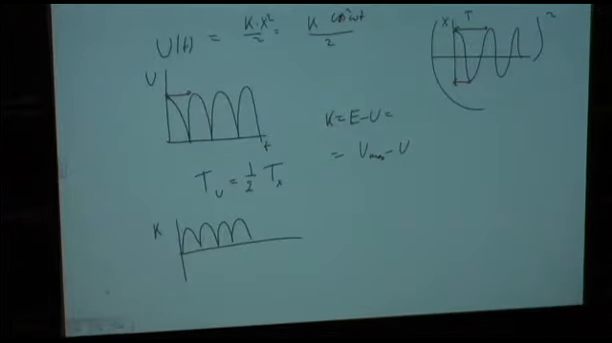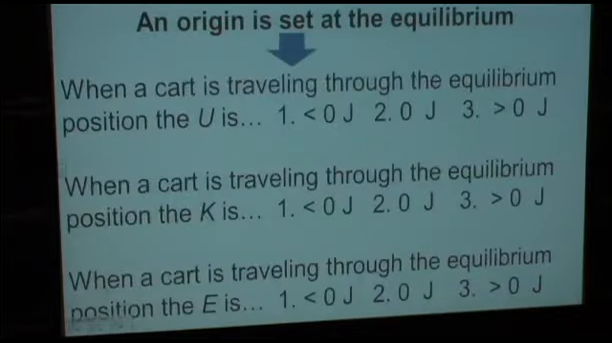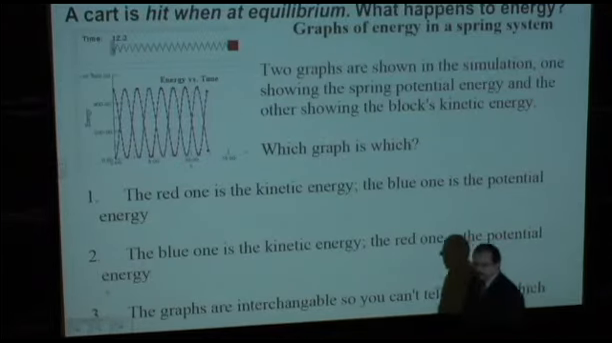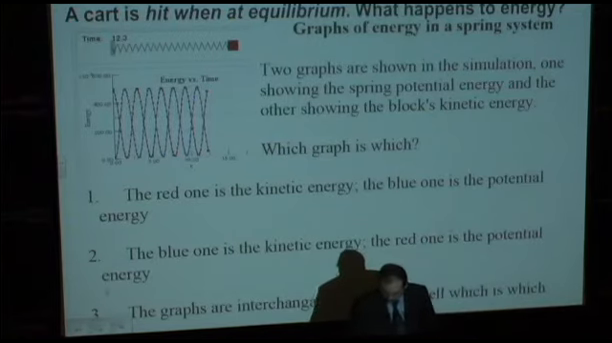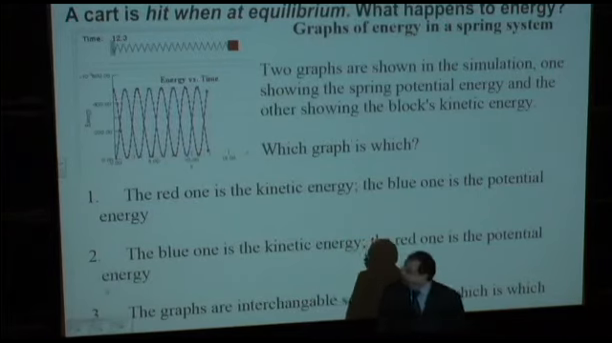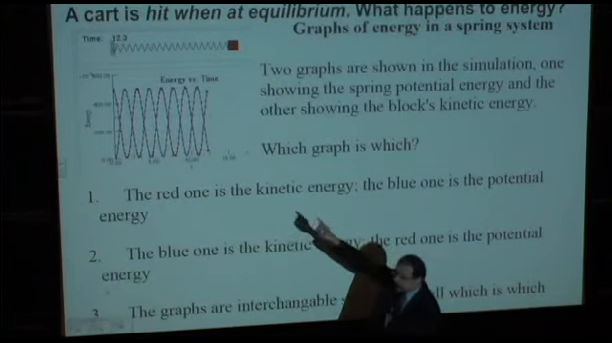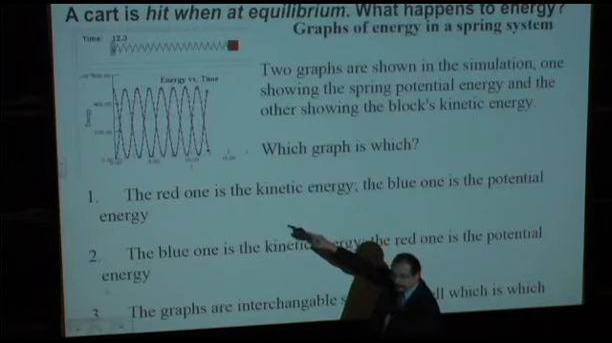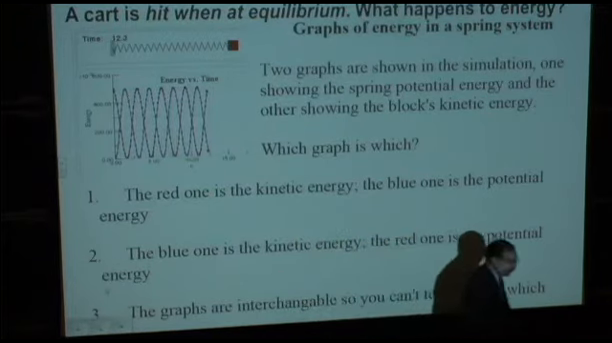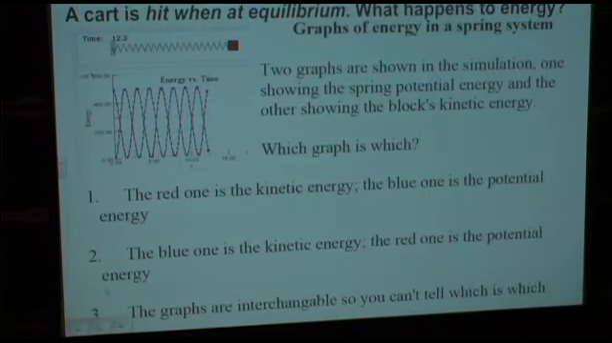But if instead of doing this, we would do this. Now, potential energy starts from 0. So if we want to choose which graph should represent potential energy, we should choose the blue one because it starts from 0. But kinetic energy starts from the maximum value, goes to 0, etc.